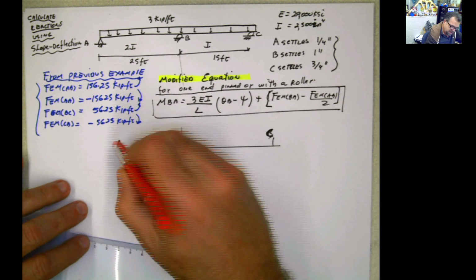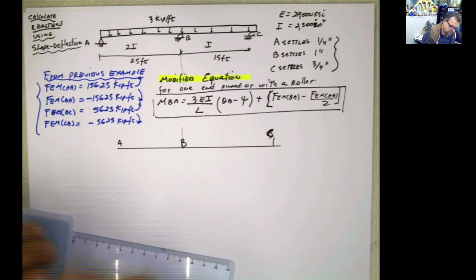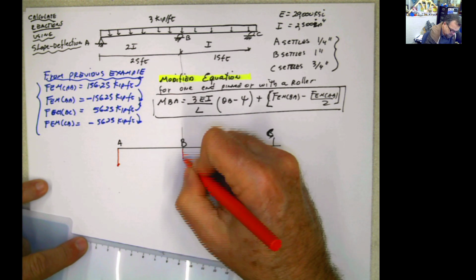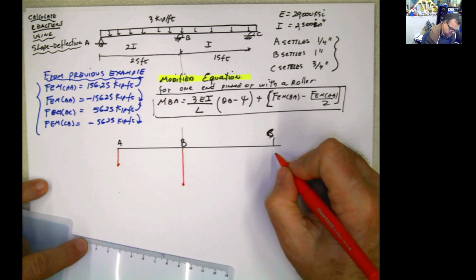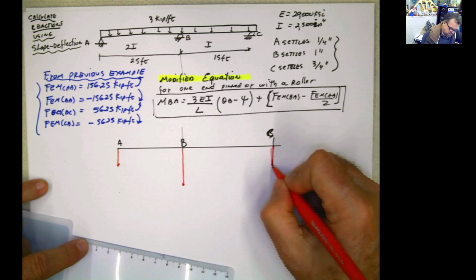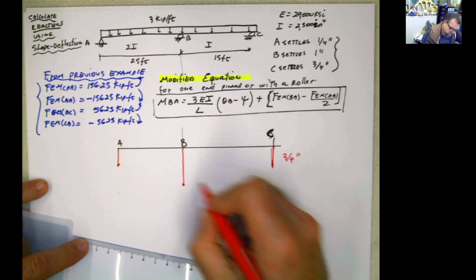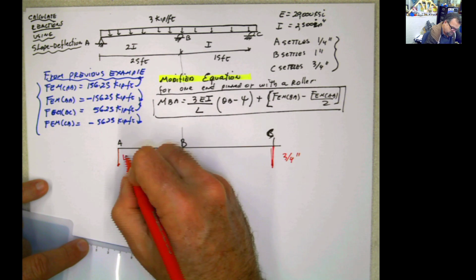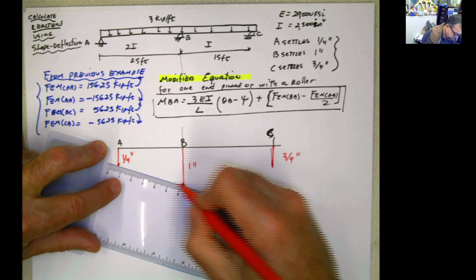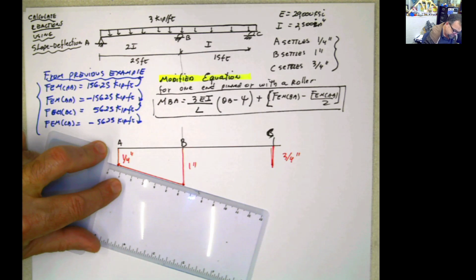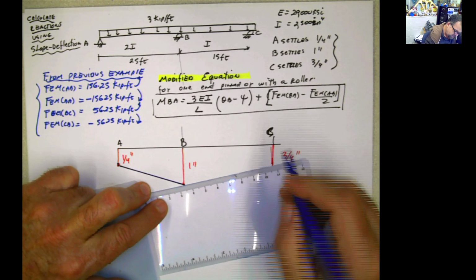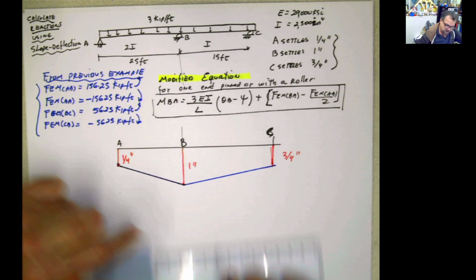However, A is settling by 1/4 of an inch. B is settling by 1 full inch, and C is settling by 3/4 of an inch. So this is 3/4 of an inch, this is 1 inch, and this is 0.25, or 1/4 of an inch. Meaning you're going to have this chart of the deflections.